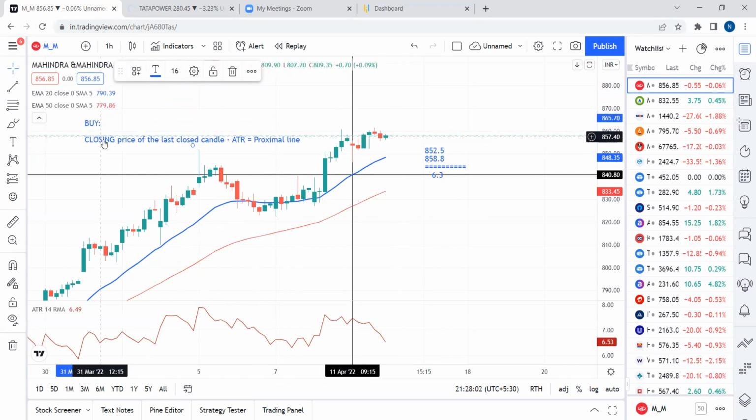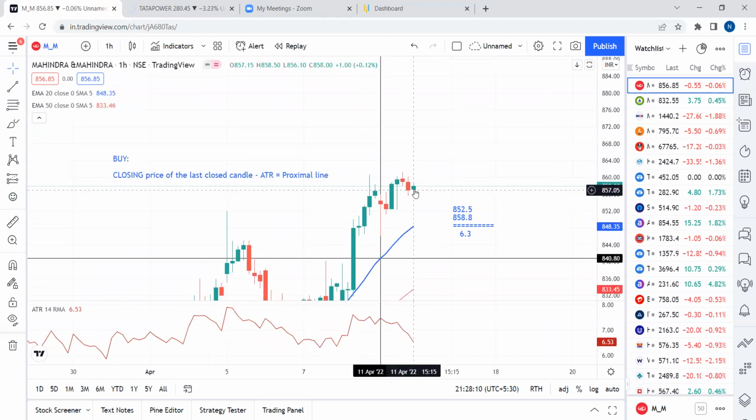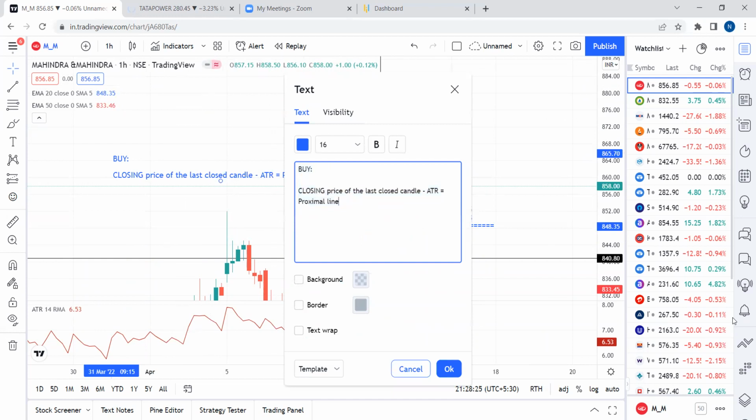Closing price of the last closed candle. Anyway, we are noting down the last closed candle for the trend and momentum analysis. So what is the closing price of the last closed candle? 858. Okay, it is 858. What is the ATR for this? 6.53. So 858 minus 6.53, how much? 851.5.